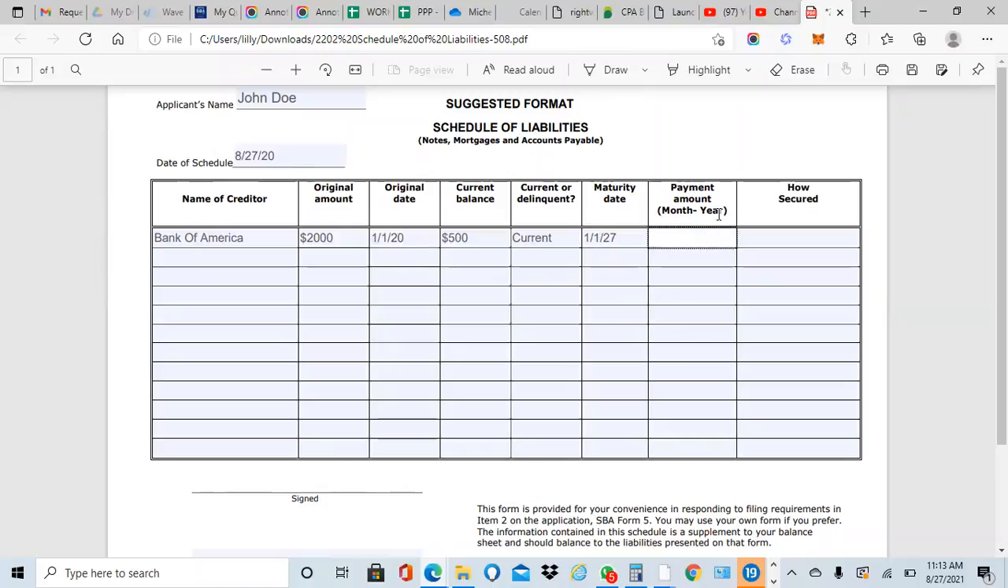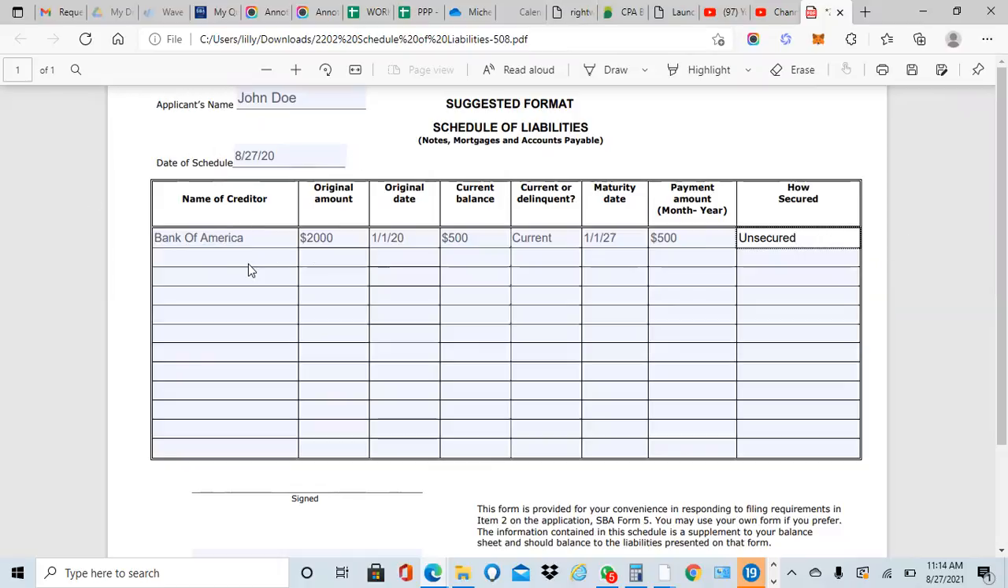So every month I pay off the balance that I incur. So I'm going to put, I pay $500 a month. Secured or unsecured means, did you have to put a down payment to get this credit card or loan? I did not. So this is unsecured. This credit card, my Bank of America credit card, is unsecured.